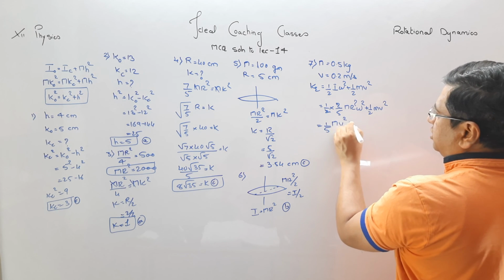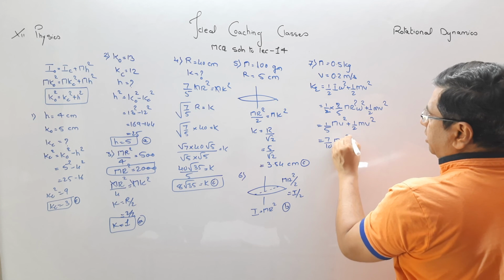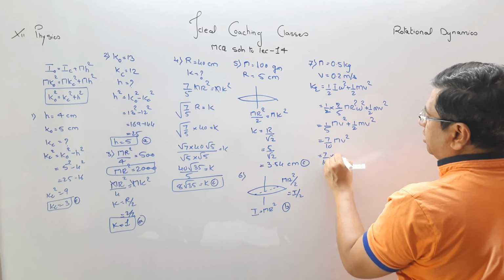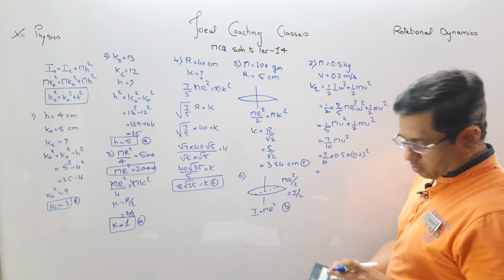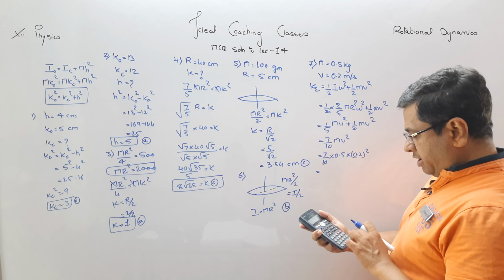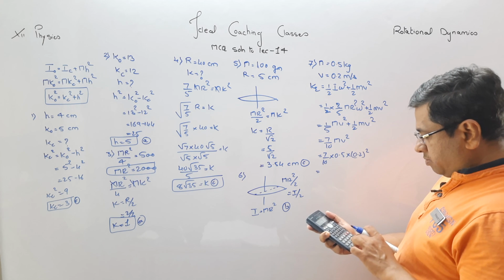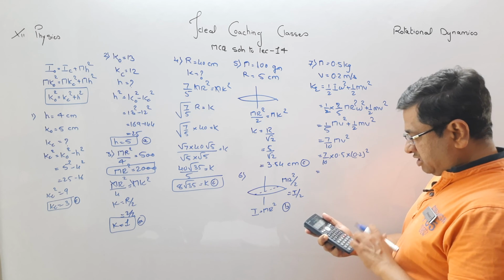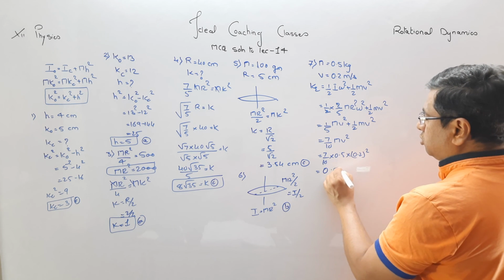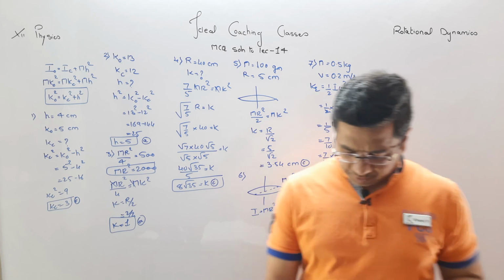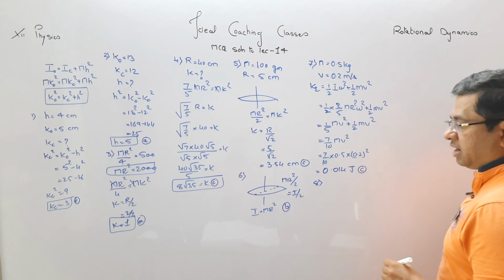1/5 mv square plus 1/2 mv square, 7/10 mv square. 7/10 into 0.5 into 0.2 का square कितना आता है बच्चों? 0.2 into 0.2 into 0.5 divided by 10 multiplied by 7. मेरा जवाब है 0.014 joule. 0.014 joule है क्या option? Yes it is. The answer is C, third option. सवाल नंबर 8, 8 question.